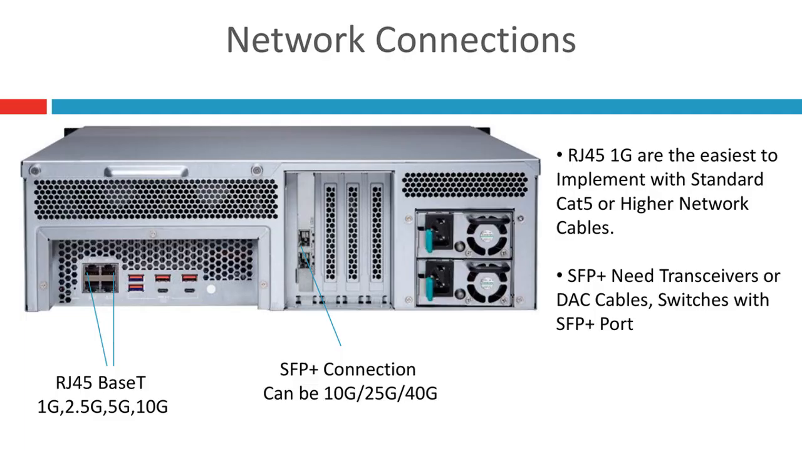The second thing to consider when you're designing a solution is the network connection. We are all aware of the RJ45 BASE-T connections that you see here. They are the easiest ones. We are all aware of them. You don't need any specific infrastructure to run them. They simply work with your network switches. They work great for 1G.